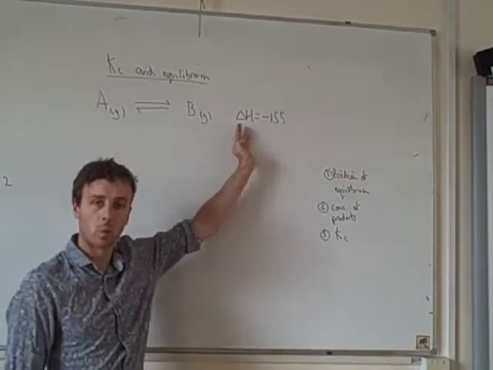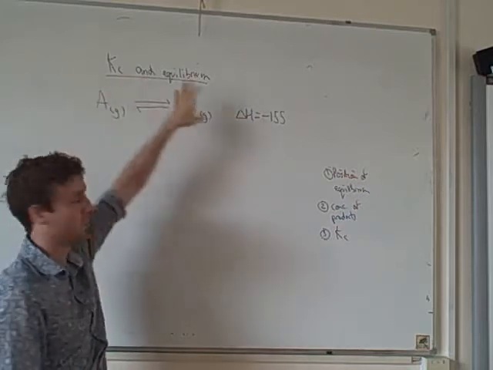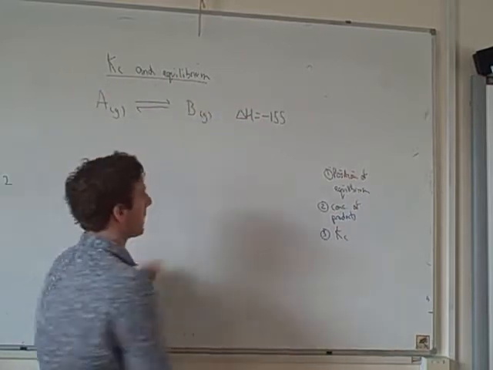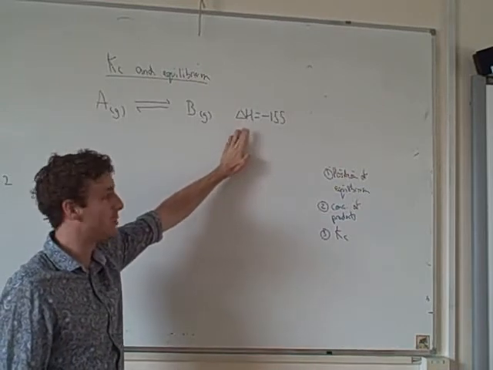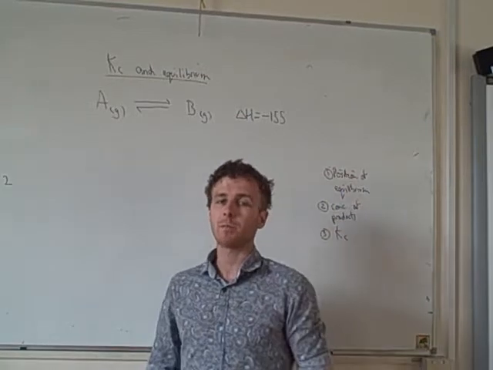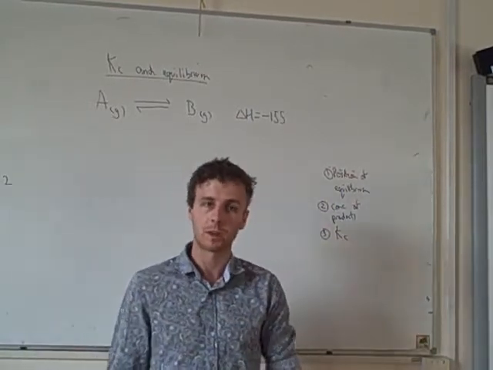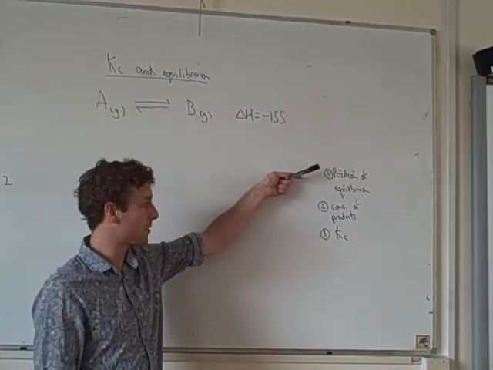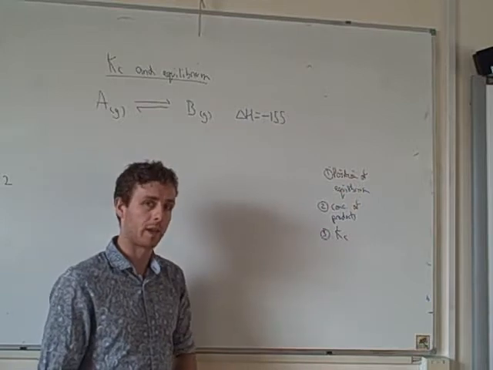This delta H, by the way, always talks about your forward reaction, so going from left to right, if you're facing this way. So just remember that, delta H, always your forward reaction. They'll usually always tell you this. And all we're going to talk about is what effect a change in temperature and a change in concentration will have on the position of equilibrium, the concentration of your products, and therefore the Kc.